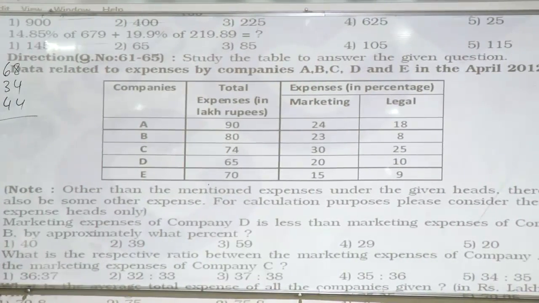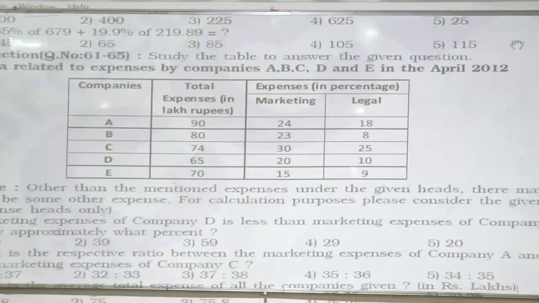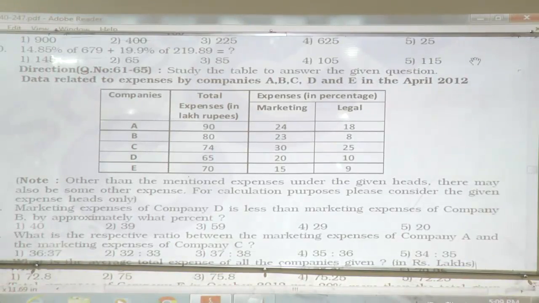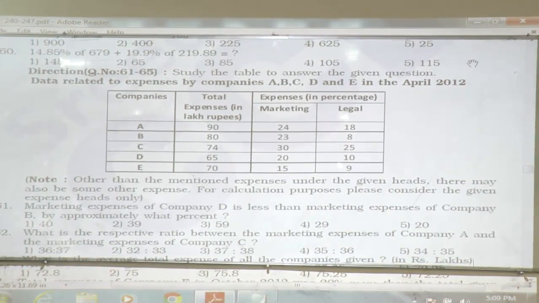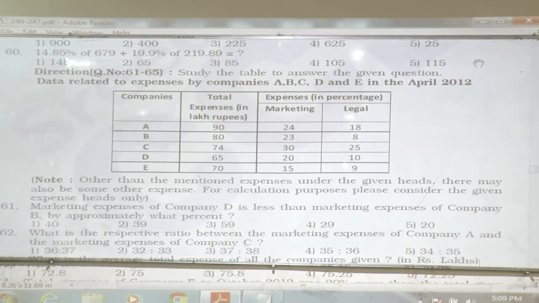Next 61 to 65. So you have 5 companies here. Total expenses in lakhs of rupees. Expenses for marketing and legal are given in percentage. Other than the mentioned expenses under the given heads, there may be also some other expenses. For calculation purpose, please consider the given. Okay, fine. 61.